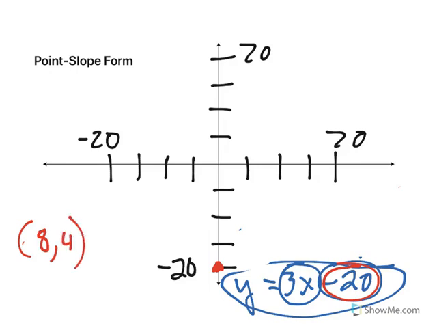Okay, so 8, 4, well, there's 5, 10, so 8, 4 would be about right there. But if we take the slope of 3, it would go through that point and start at negative 20, and that's what that line would look like. So that's how you go from the point-slope form to the slope-intercept form. Because remember, the slope-intercept form is the easiest way to look at an equation and go directly to a graph.